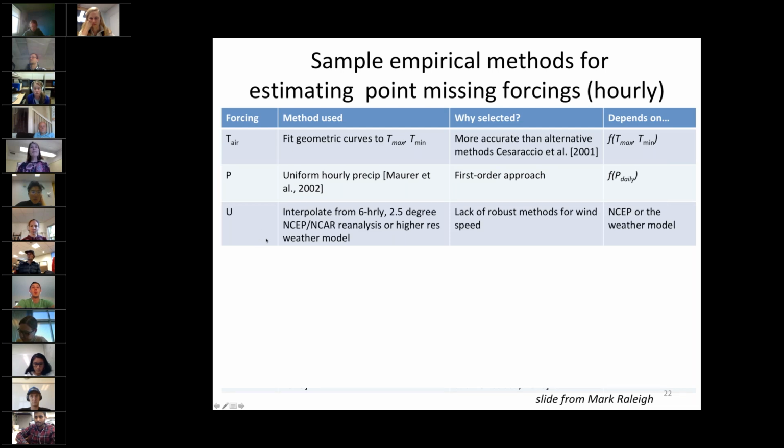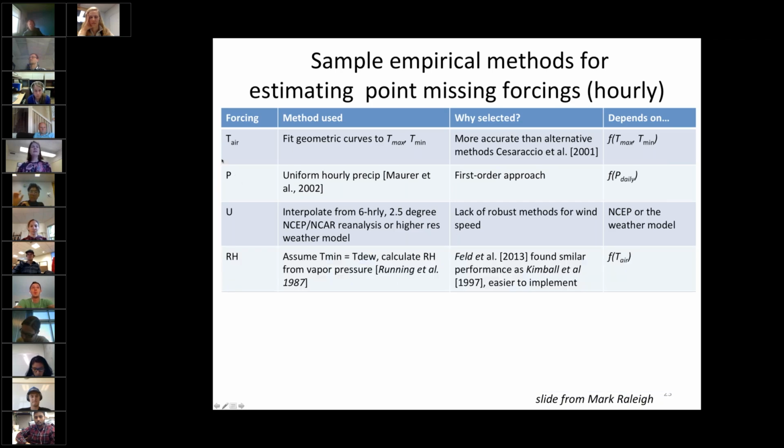Wind speed is very tricky. Most anemometers die in the snow. So typically you would interpolate from reanalysis data or from some other weather model. There's really a lack of robust methods to even empirically estimate wind speed. So going to atmospheric modeling communities is your best bet.